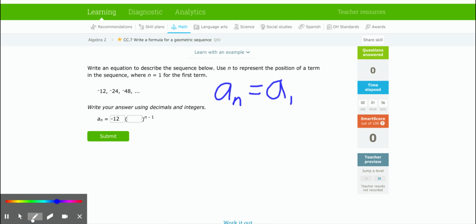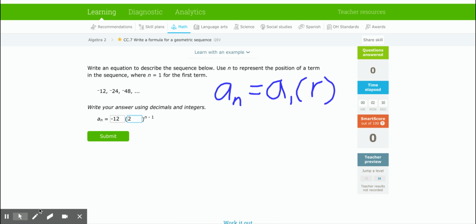So pretty easy to find. Don't have to calculate anything. Just the first number times what they have in parentheses there, which is an r. That's the ratio. That is whatever you are multiplying by over and over again. If you are ever not sure what your ratio should be, you can take any number in the sequence and divide it by the one right before it. That'll give you your r value. So for example, if I do negative 24 divided by negative 12, that spits back a 2. That tells me a 2 goes in that spot.